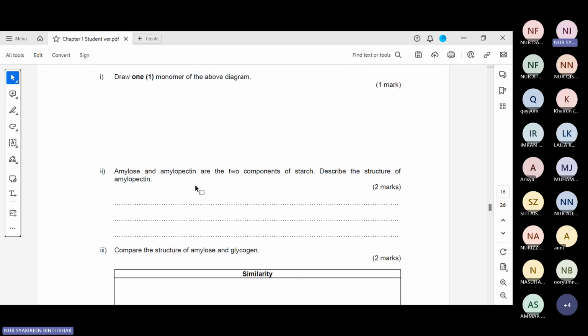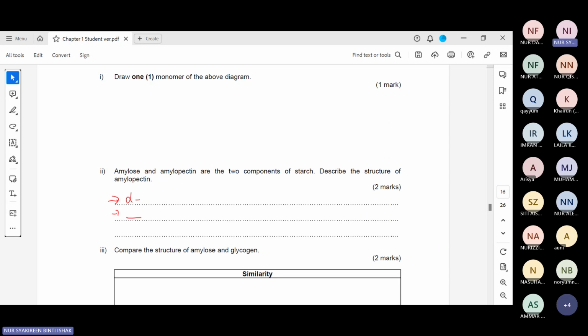So next, amylose and amylopectin are two components of starch. Describe the structure of amylopectin. What is it? Amylopectin, what is its monomer? The most basic monomer is alpha glucose. The monomer for amylopectin is alpha glucose. 1 point.